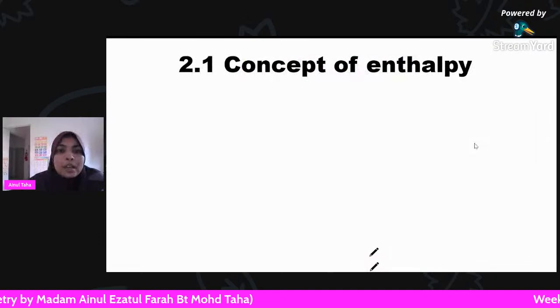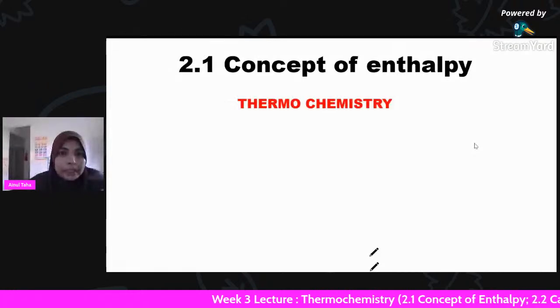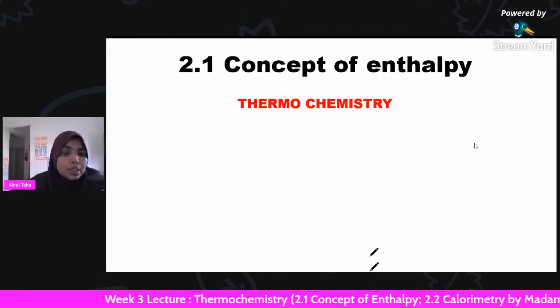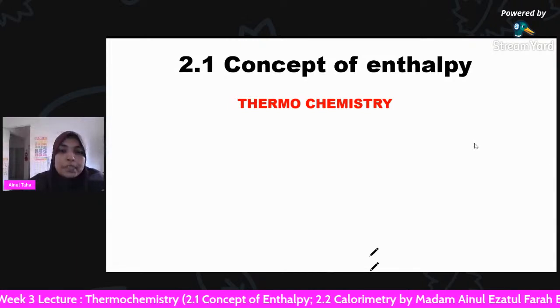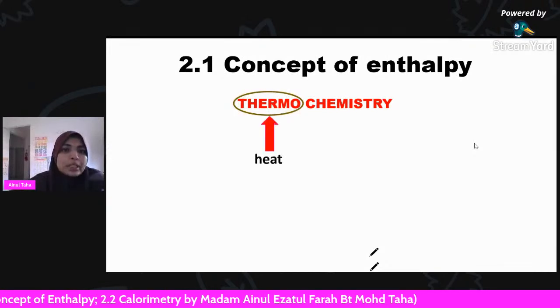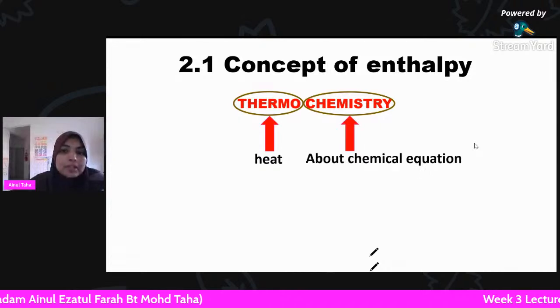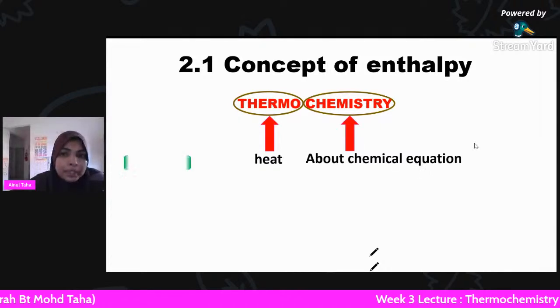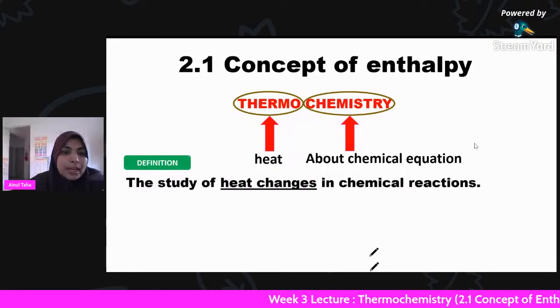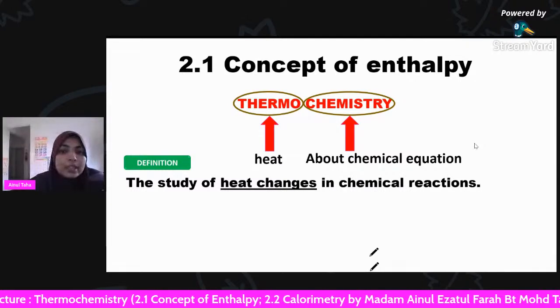Okay, for the first part, 2.1 concept of enthalpy, what we're going to know first is thermochemistry. The word thermo refers to heat, and chemistry is all about the chemical equations. So the definition of thermochemistry is the study of the heat changes in chemical reactions.